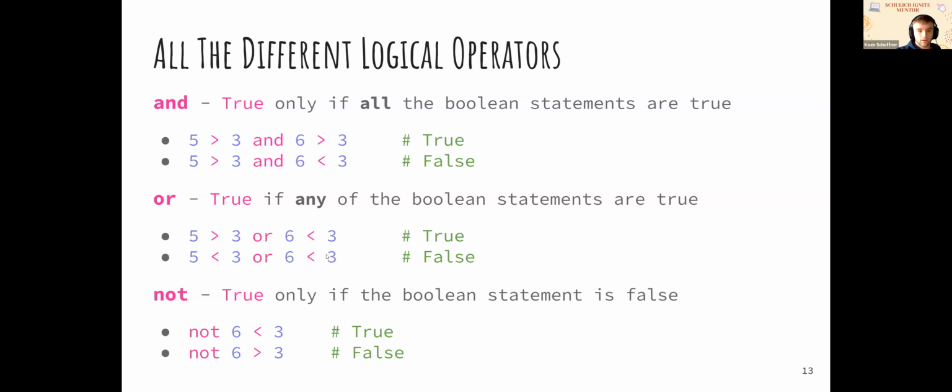Again, we have or. Or is the opposite. If any one of the statements is true, then it returns true. 5 greater than 3 or 6 less than 3 returns true, because 5 is greater than 3. We get one true, we're good. We don't need to worry about the rest. But if both are false, like this statement here, we're going to get false.